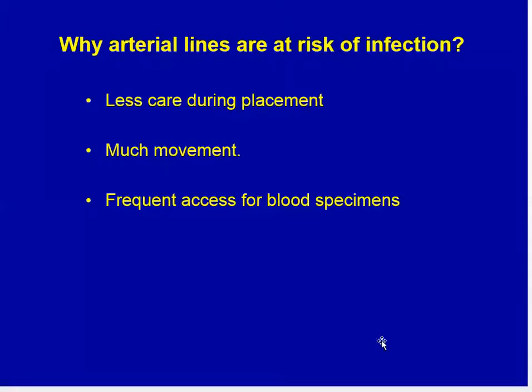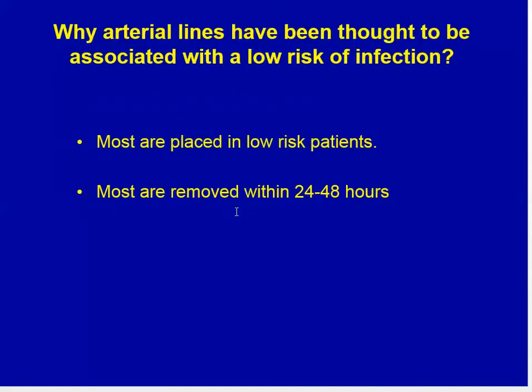So why are arterial lines at risk of infection? One is, I believe, there's less care in aseptic technique. Secondly, there's often a lot of movement at the wrist. And finally, arterial lines are frequently accessed for blood specimens. So why have they been thought to not be associated with infections? It's because most of them are placed in low-risk patients and removed in 24 to 48 hours. And in these situations, the risk of colonization is very low.